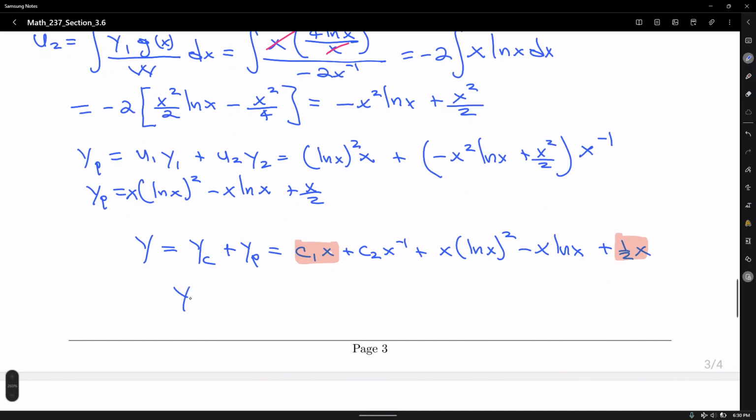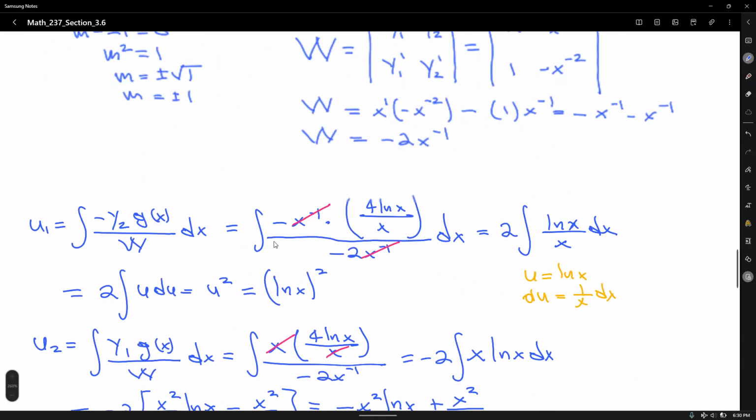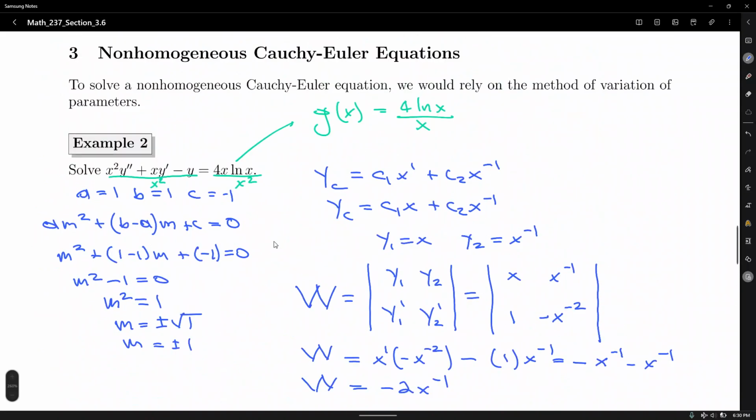So really the general solution will be y equals c1 x plus c2 x to the negative 1 plus x times (ln x) squared minus x ln x. Final answer, right? So that's the final answer to the solution to a non-homogeneous differential equation in the Cauchy-Euler form.